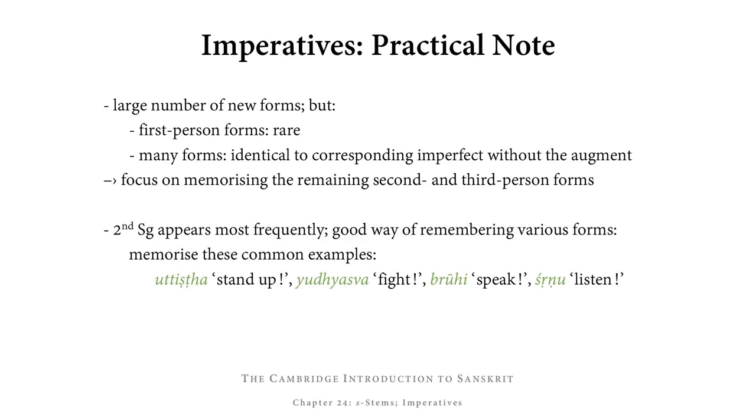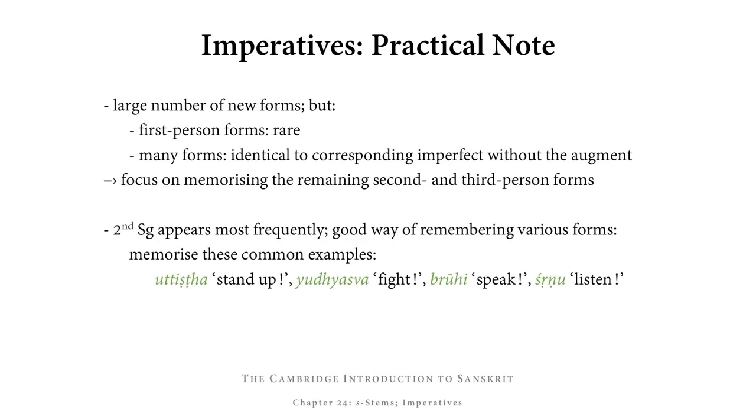Furthermore, many imperative forms actually are identical to the corresponding imperfect forms, just without the augment. So what you need to be able to do is, when you encounter a form that looks exactly like an imperfect, but is missing the augment, you need to remember, this was an imperative form. So what you should actively do is focus on memorizing the remaining second and third person forms, i.e. the second and third person imperative forms that are not identical to imperfect minus augment.